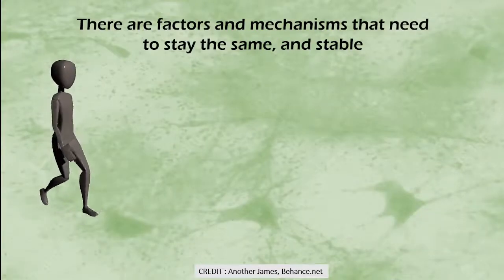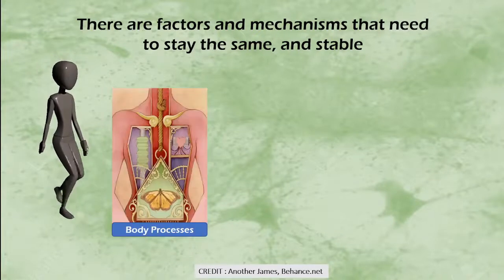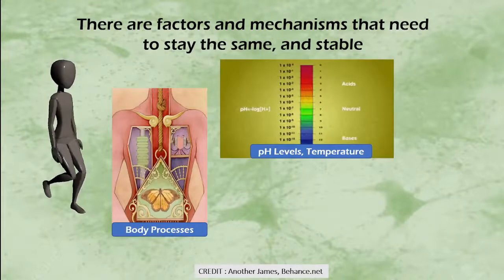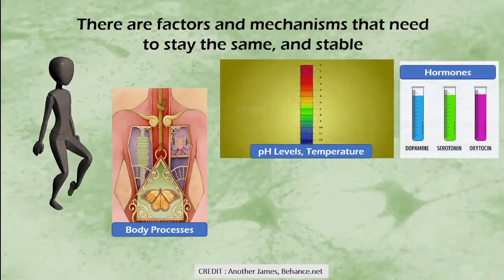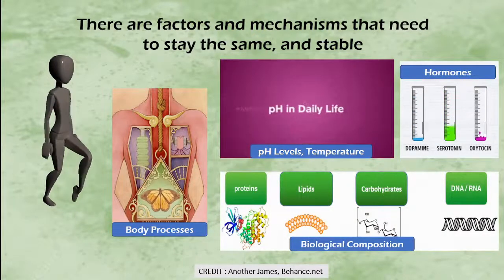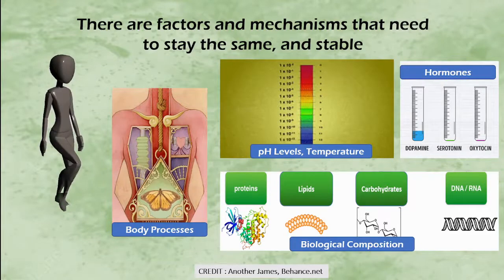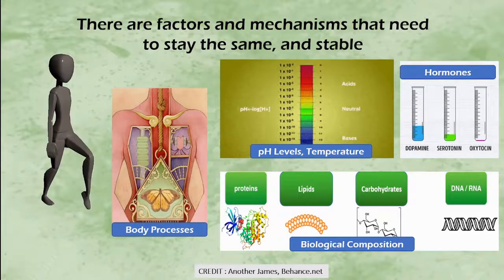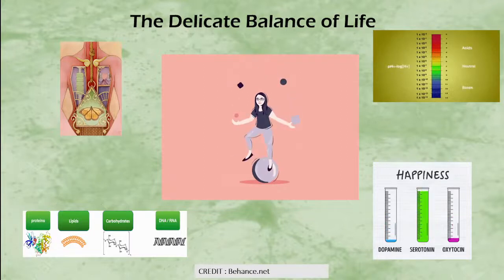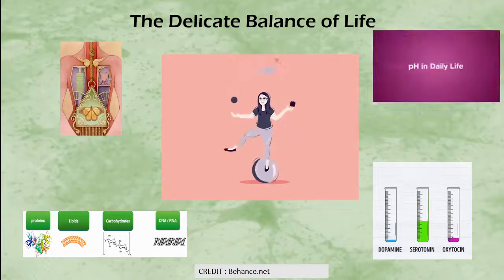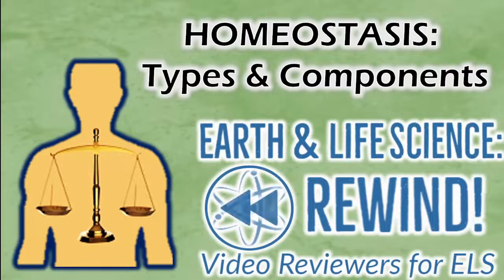There are factors and mechanisms that need to stay stable and constant, like bodily processes, pH levels, temperature, your blood chemistry, hormones, and even your biological composition. They need to stay constant, consistent, sane, and stable. Our bodies need to balance things intricately in the midst of the ever-changing environment. What are the things that our bodies need to keep in check, and what are the processes involved in balancing our internal factors? Welcome to Earth and Life Science Rewind, Homeostasis, Types and Components.